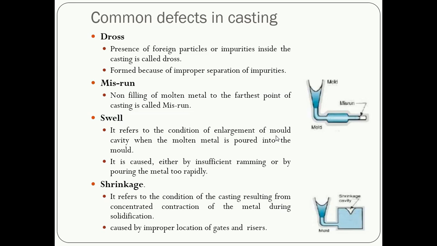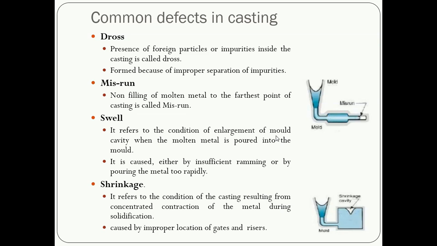And as and when the mold cavity enlarges, the size of the casting will also change. Rapid pouring of molten metal in the mold which is not properly rammed, that is the cause of this defect, that is swelling. Next one is the shrinkage. It refers to the condition of the casting resulting from concentrated contraction of the metal during solidification, caused by improper location of the gates and risers.